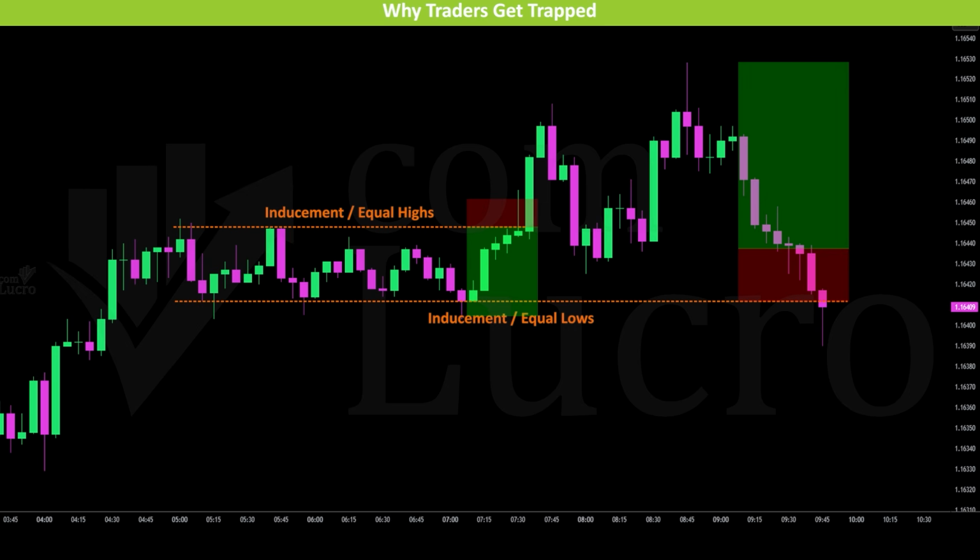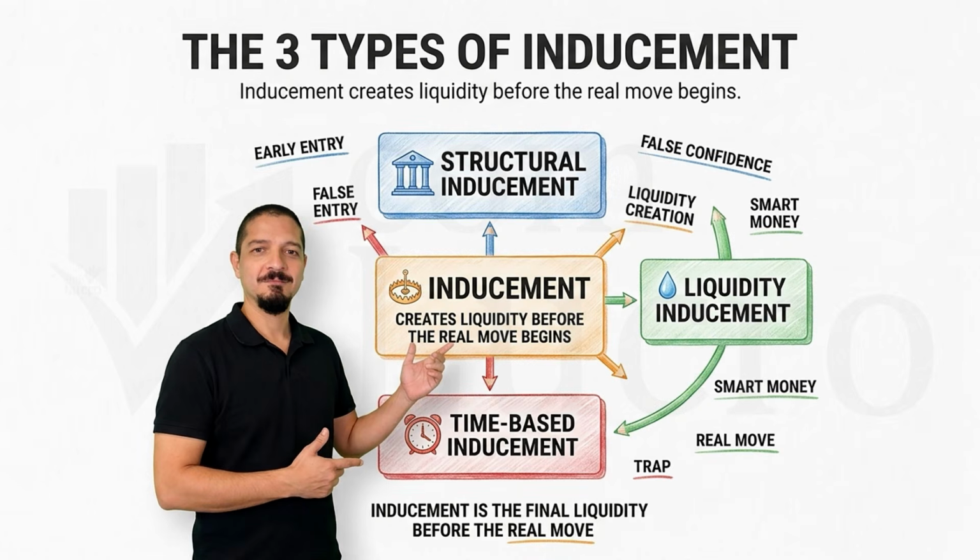Understanding inducement is important because it helps you avoid entering too early at fake levels and liquidity traps. Instead of reacting to every apparent opportunity, you learn to wait for the true point of interest. This can dramatically improve your trading accuracy and overall win rate. At its core, inducement is the process of creating liquidity before the real move takes place. It represents the final pool of liquidity engineered to fuel the intended move, and it can appear in several different forms. The most common are structural inducement, liquidity-based inducement, and time-based inducement.